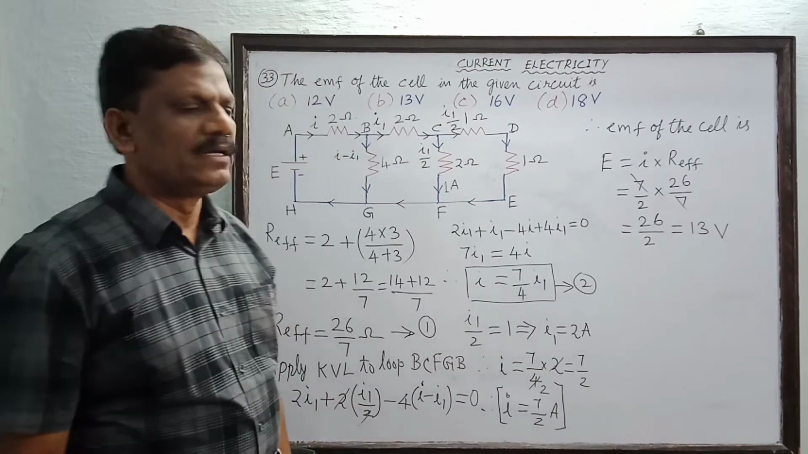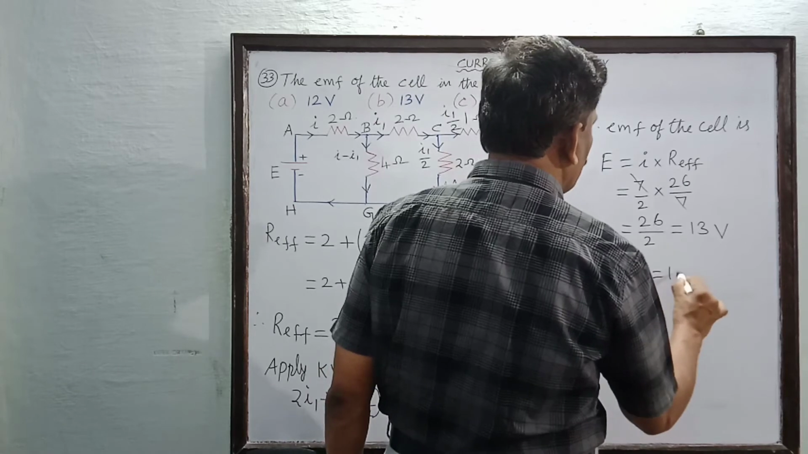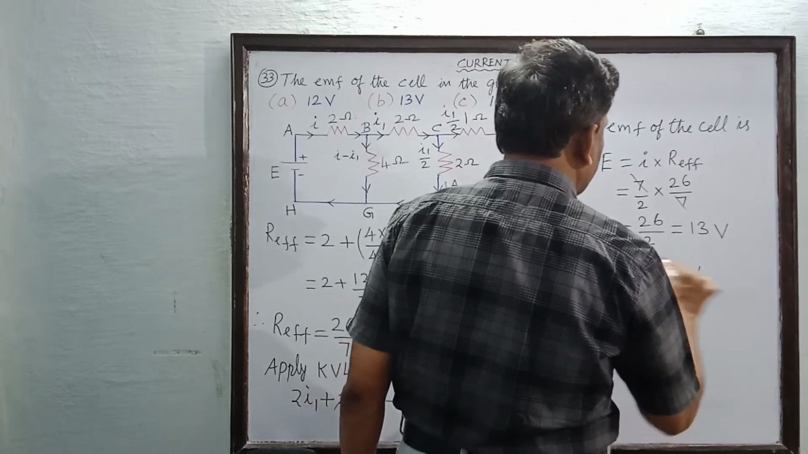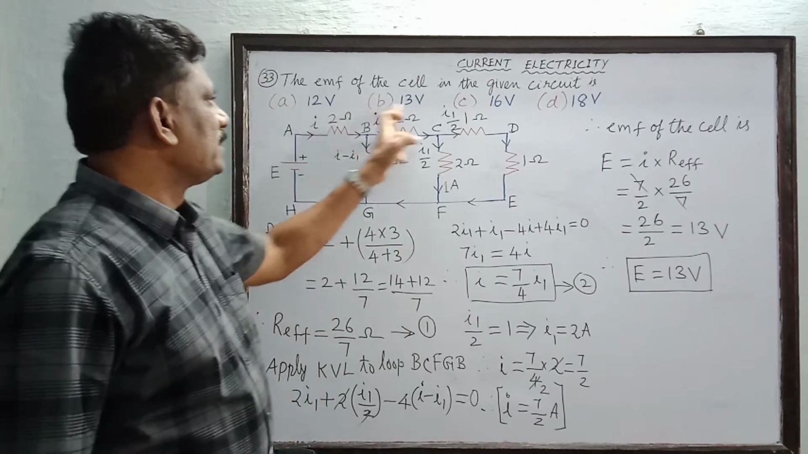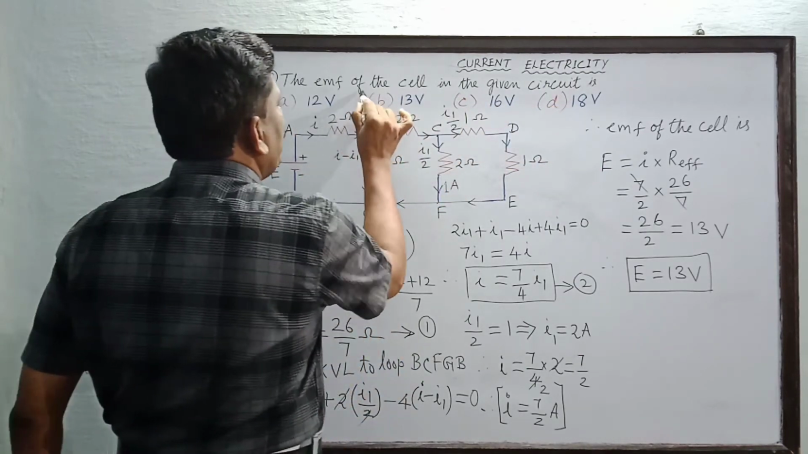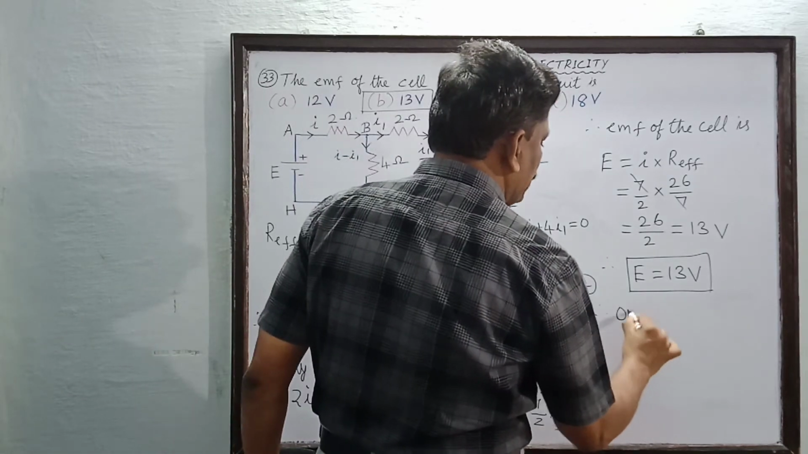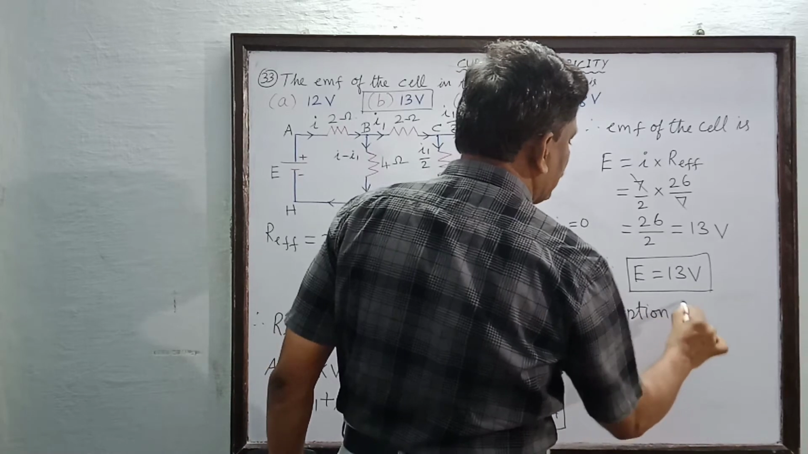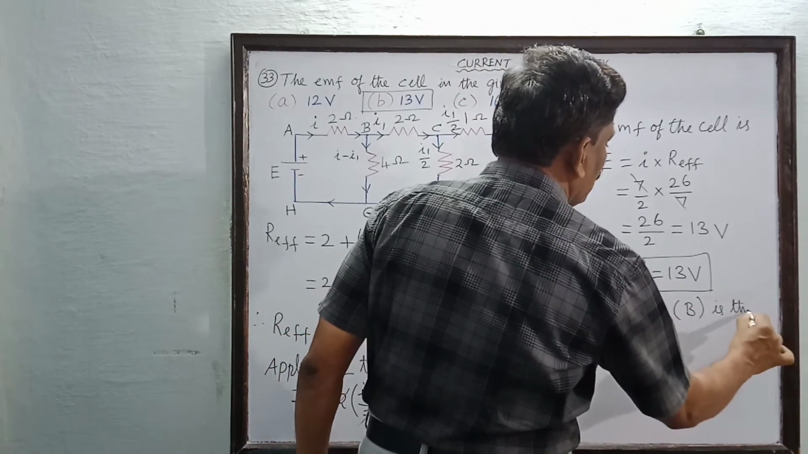So the EMF is equal to how much? Therefore, EMF is equal to 13 volt, we are getting. So which of the following options must be correct? You see here, option B is equal to 13 volt, is it not? Therefore, option B is the correct answer.